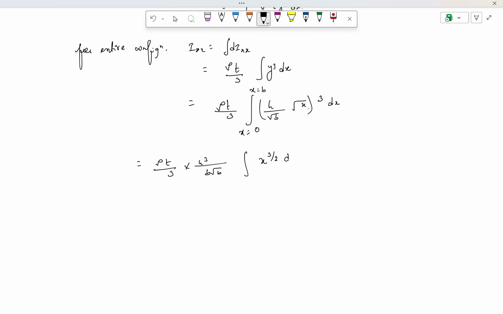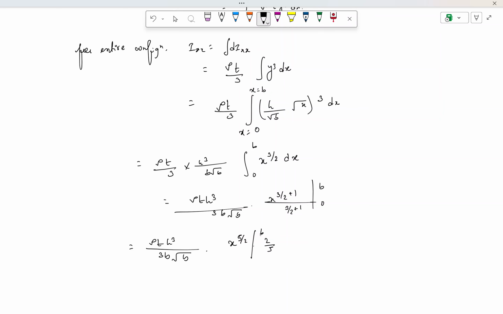This is x into root over x, making it x to the power 3 by 2 dx from 0 to b. So this is rho t h cube by 3b root over b, x to the power 3 by 2 plus 1 divided by 3 by 2 plus 1, going from 0 to b. This is rho t h cube by 3b root over b. 5 by 2 by 5 by 2 is basically 2 by 5. This is b to 0.